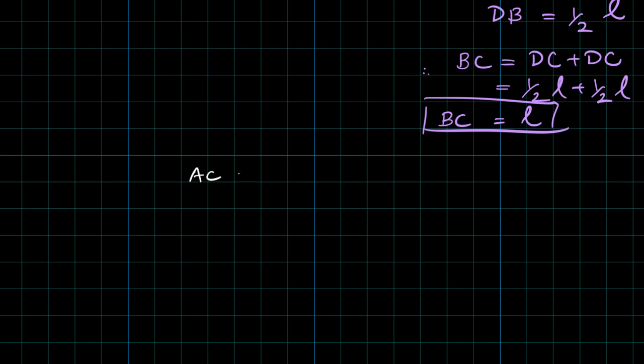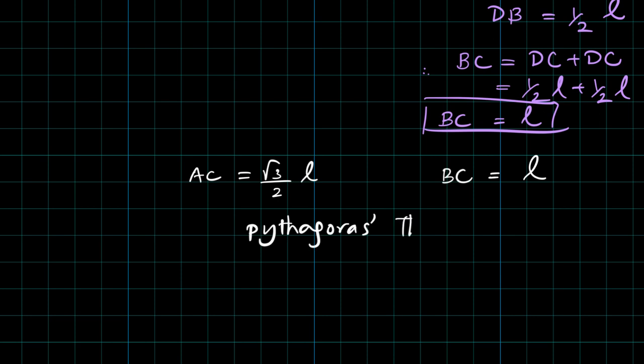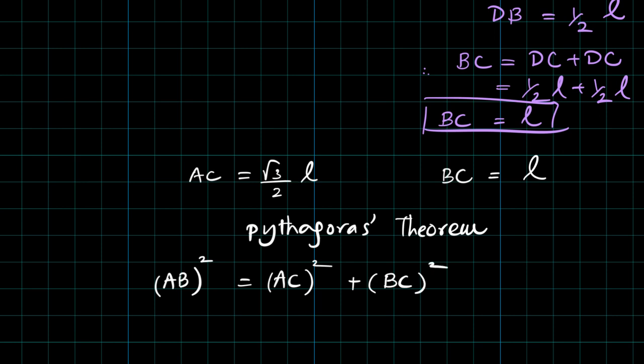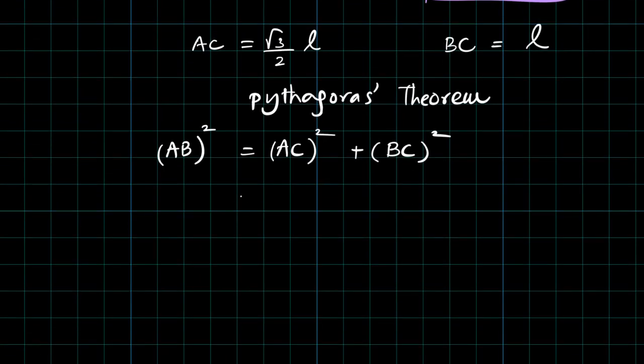We have AC, which is root 3 over 2L. We have BC, which is L. Now, if I use Pythagoras theorem, I'll write AB squared equals AC squared plus BC squared. Therefore, this is (root 3 over 2L) squared, plus this is L squared.